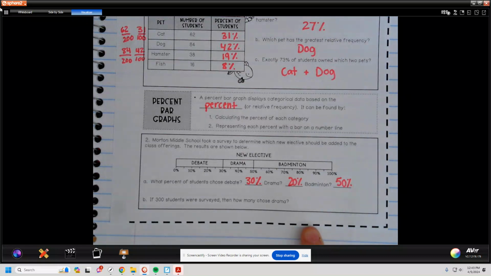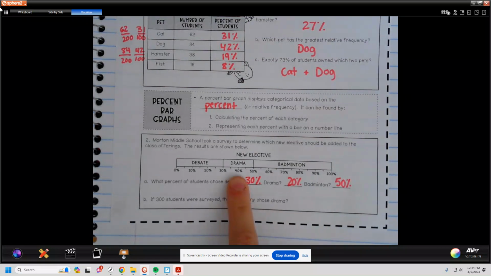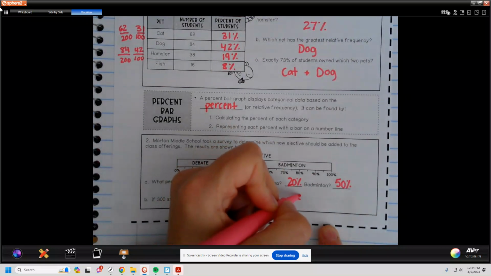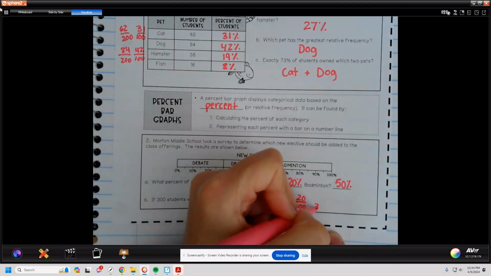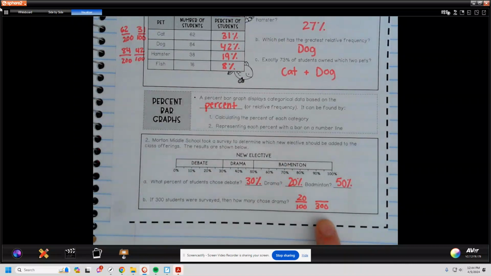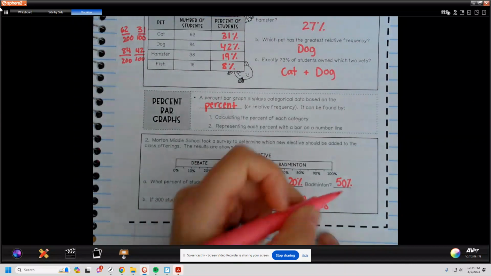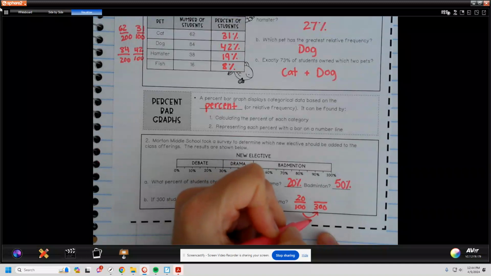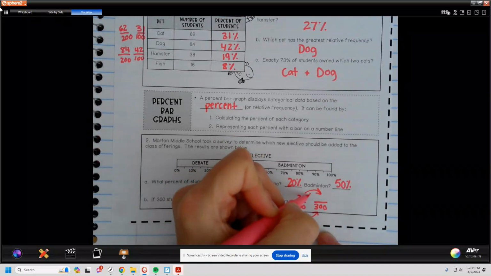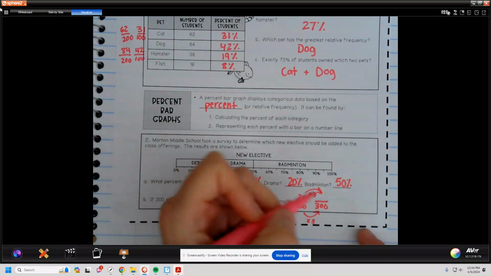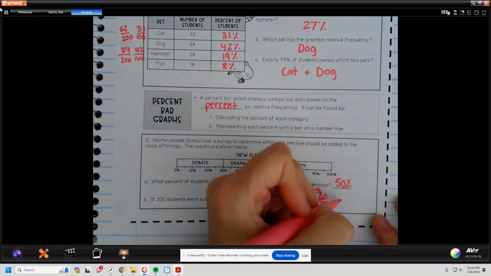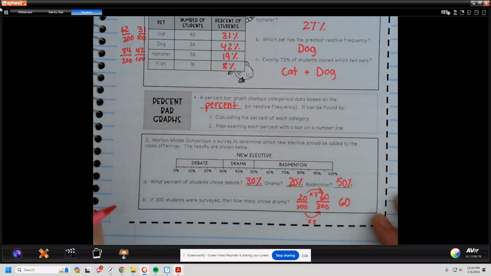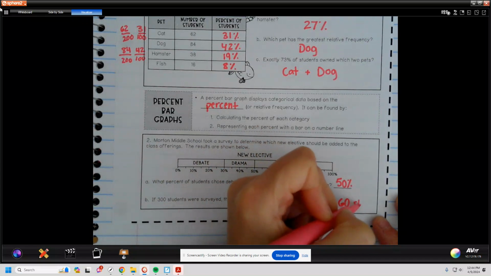All right, so this is kind of like what I just did. We're looking at drama. That is 20%. So 20 over 100. And it's saying there's 300 students that were surveyed. That sounds like the total. And that's easy. Straight across times 3. That would be 60. And the question is how many chose drama. So that would be 60. I don't know if it's students or what. Yeah, 60 students. There we go.